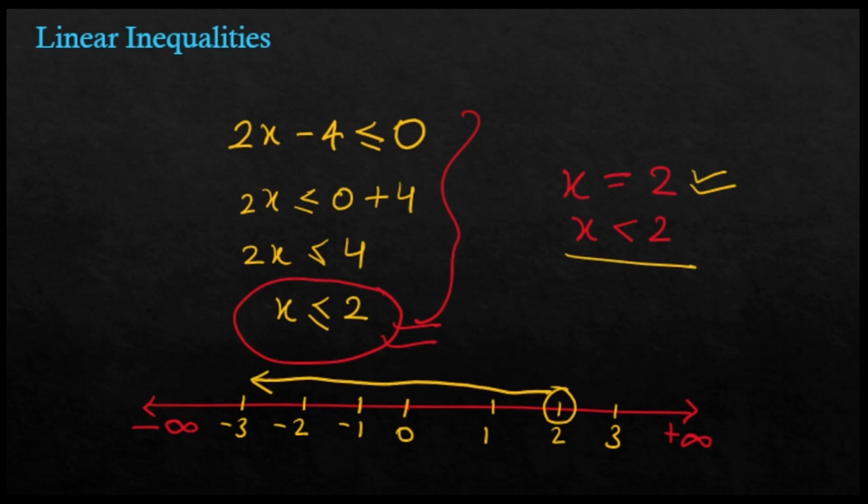Up to where? Is there any limit on being smaller than 2? No, there is no limit. So the line will continue to infinity, and this can be shown with the yellow line.